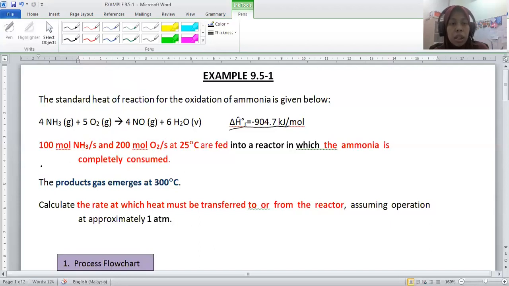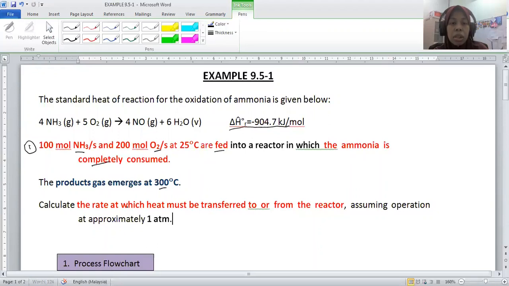In the second statement, they mention the flow rate of ammonia and also oxygen feed, the inlet flow rate. The ammonia during the reaction is completely consumed, which means that no ammonia is going out from the reactor. The product gas emerges at the temperature of 300 degrees C.